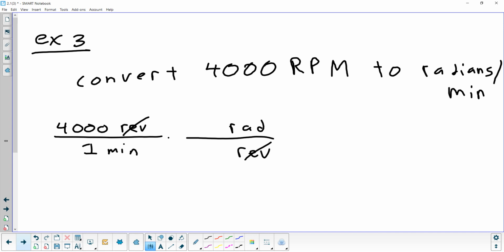Yep. That's part of it. Yep. 2 pi. So there are 2 pi radians in one revolution. And now we just multiply. In fact, we don't want a decimal. This one is easy. 4,000 times 2 pi is 8,000 pi radians per minute.